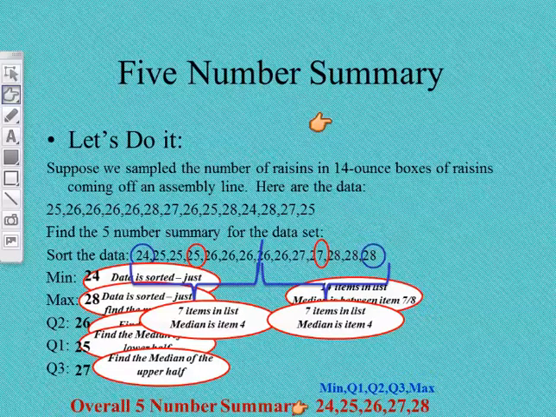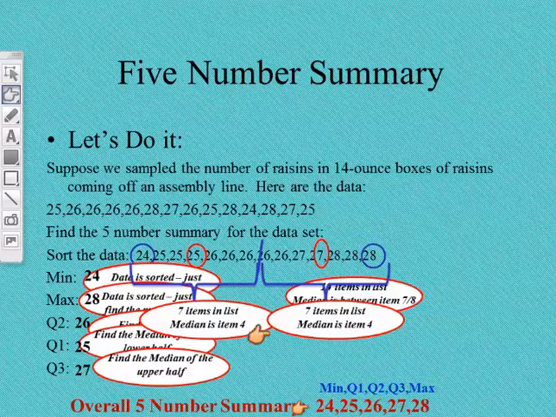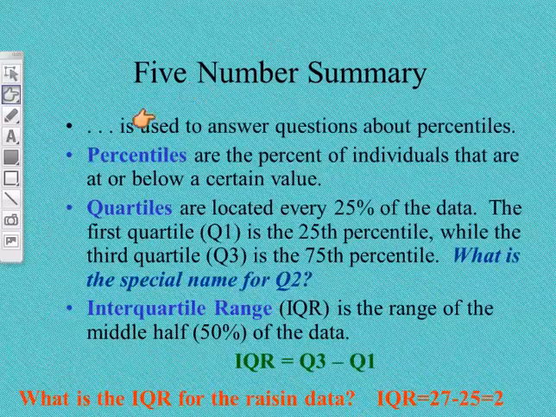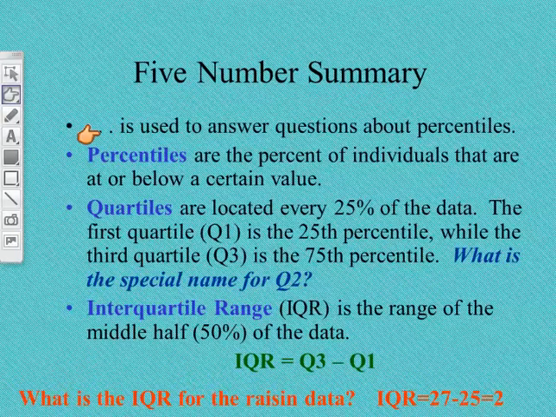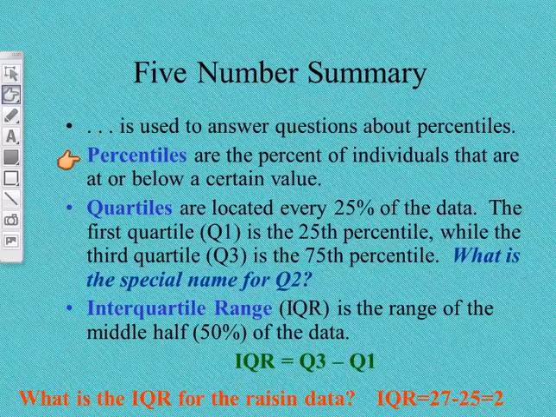Boring list of numbers, isn't it? Well, you know what? That is a very compact list of numbers. Not very spread out, is it? So the 5-number summary is used to answer questions about percentiles. The percentiles are the percent of individuals that are at or below a certain value. So the quartiles are located every 25% of the data. The first quartile is the 25th percentile, while the third quartile is the 75th percentile.